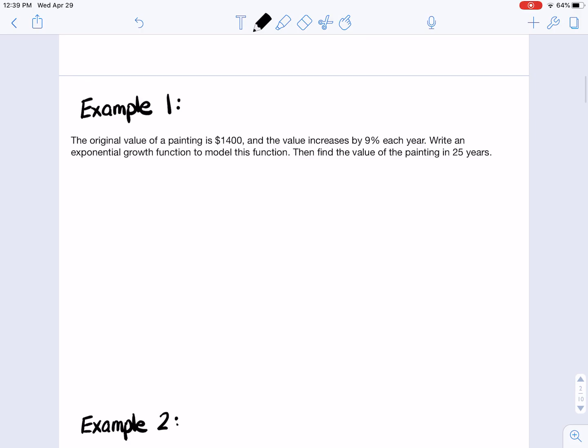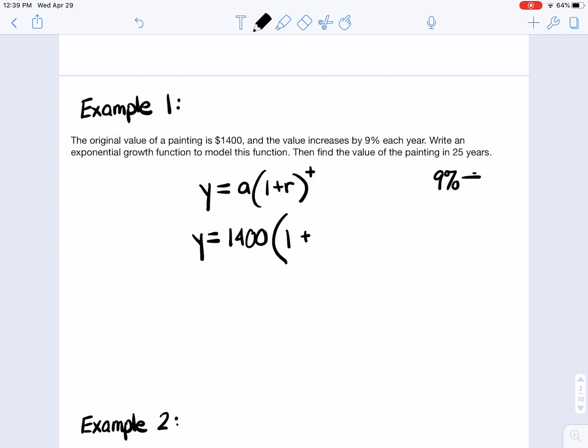It says the original value of a painting is $1,400, and the value increases by 9% each year. Write an exponential growth function to model this. That's the first thing we're going to do, and then we're going to find the value of the painting in 25 years. So again, your equation, y equals a times 1 plus r raised to the power of t. I don't know what y is. It tells me that the original value is 1,400. Now, my rate is 9%. 9% as a decimal is 0.09. So I'm going to write 0.09.